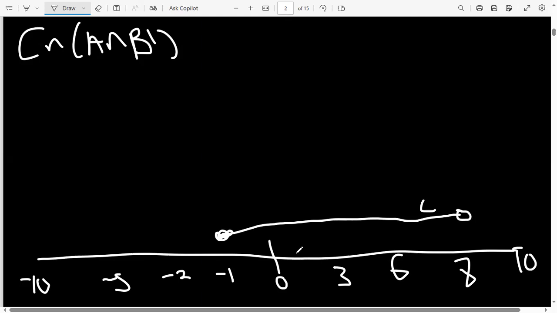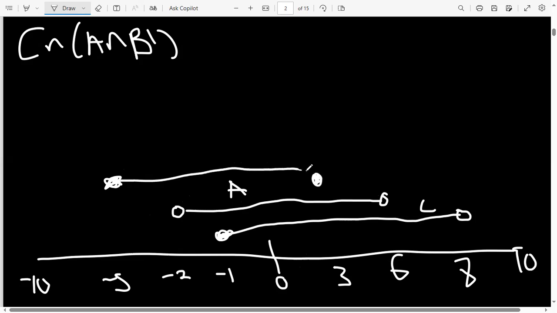And then our A is from -2, which is not included, to 6, which is also not included. So this is my A. Okay, then let's plot our B. So our B will be from -5 all the way up to 3, and they're both included. So -5 you shared, minus the 3 there you shared as well. Then you plot that as your B. So this is my B, okay?